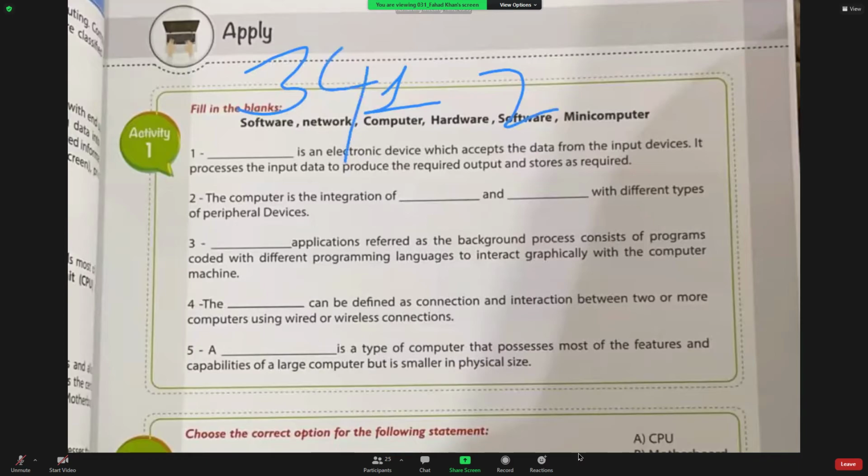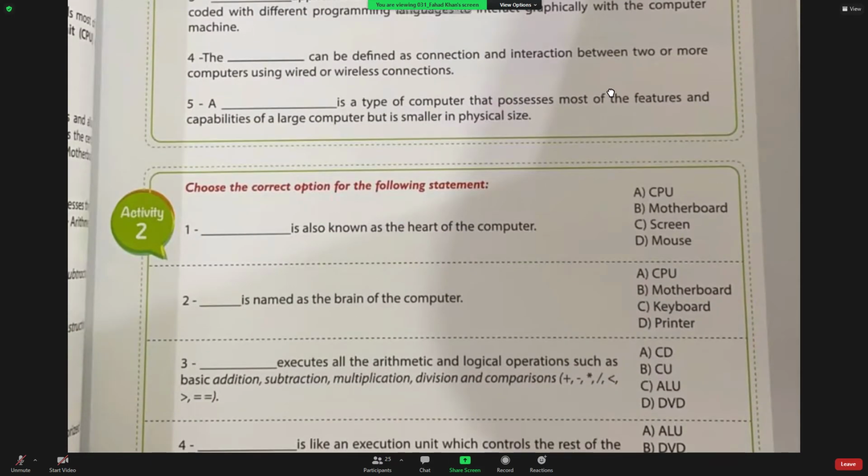Then the fifth one: the dash is a computer that possesses most of the features capable of a large computer. That's a mini computer, 5. So you can see that now. You can note down the answer, students, so that you don't have any problem afterwards. Okay, good. Now coming on to the next activity, activity 2.